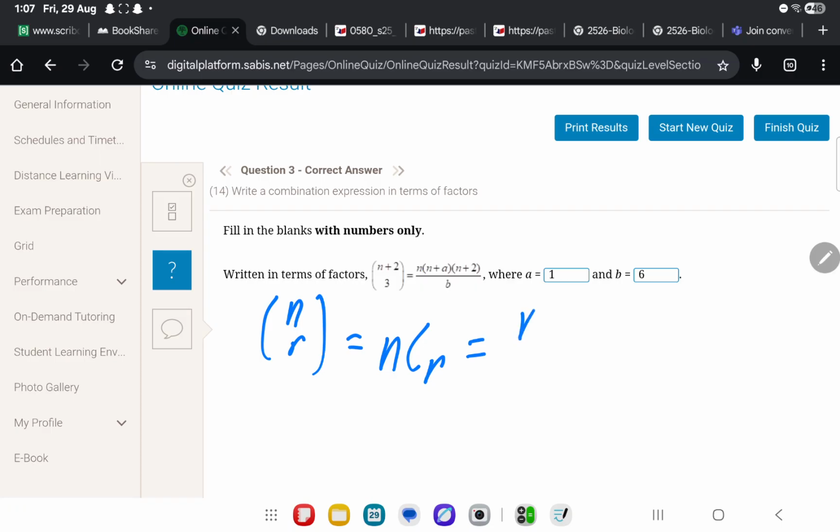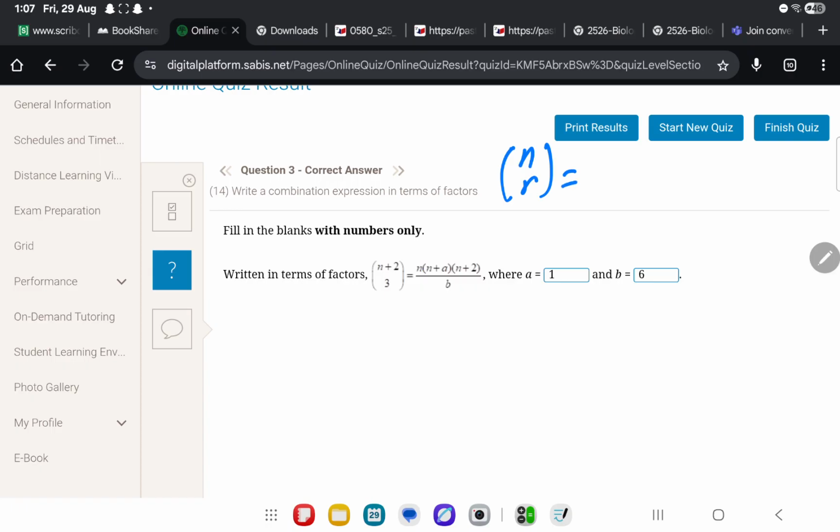The formula is n factorial over r factorial times n minus r factorial. This is our formula. This is what we're going to apply, so I'm going to leave it up here. So nCr is equal to n factorial over r factorial times n minus r factorial. Now that we have this up here, we can use this for our working.